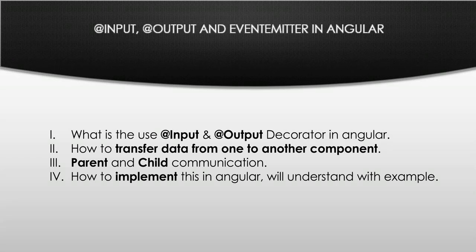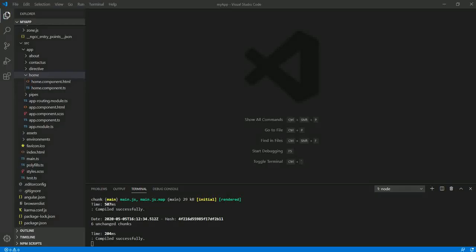Now we know what is input and output decorator and parent-child component, but how to transfer the data from one component to other and how we make communication between these two components, we'll try to understand this by taking an example in Visual Studio. Switch to Visual Studio Code.